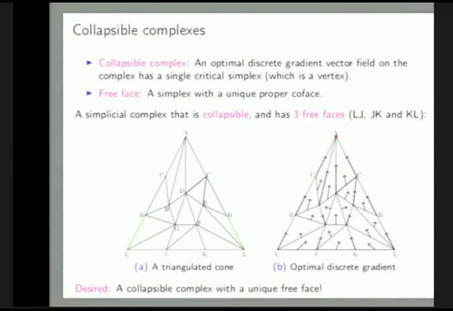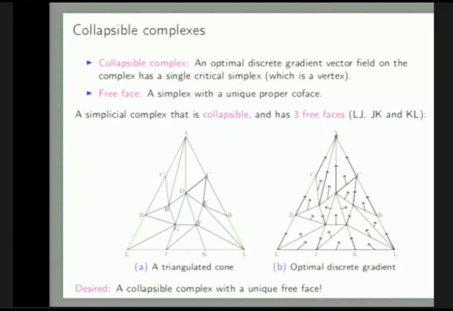You say that a complex is collapsible when... This is not really the definition you'll find in the literature, but I've couched it all in the discrete Morse theory language so that it's consistent for this talk. A complex is collapsible if an optimal gradient vector field on this complex has a unique critical simplex, which will be a vertex. When a complex has such an optimal gradient vector field, then you say that the complex is collapsible.